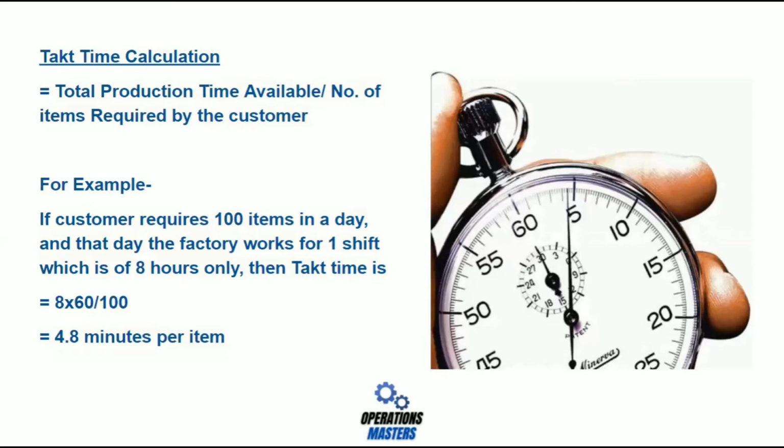So takt time is calculated as total production time available divided by the number of items required by the customer. So to understand this better, let's take an example. So if the customer requires 100 items in a day, and that day the factory works for only one shift, which is of 8 hours, then the takt time is 8 hours divided by 100. So the factory needs to produce an item every 4.8 minutes to match this customer requirement.